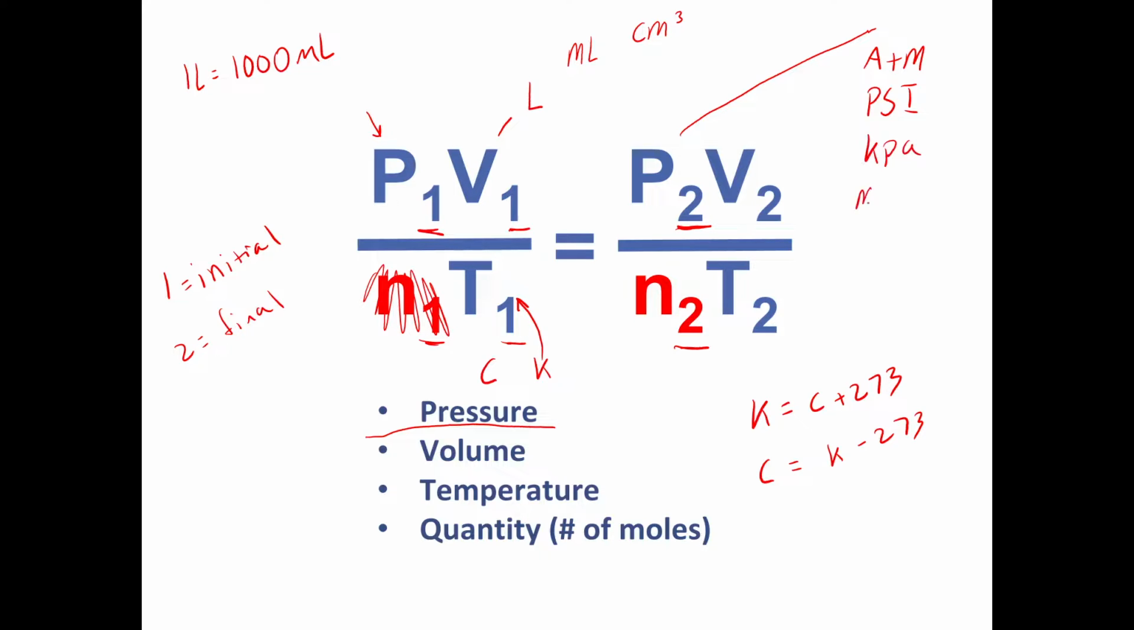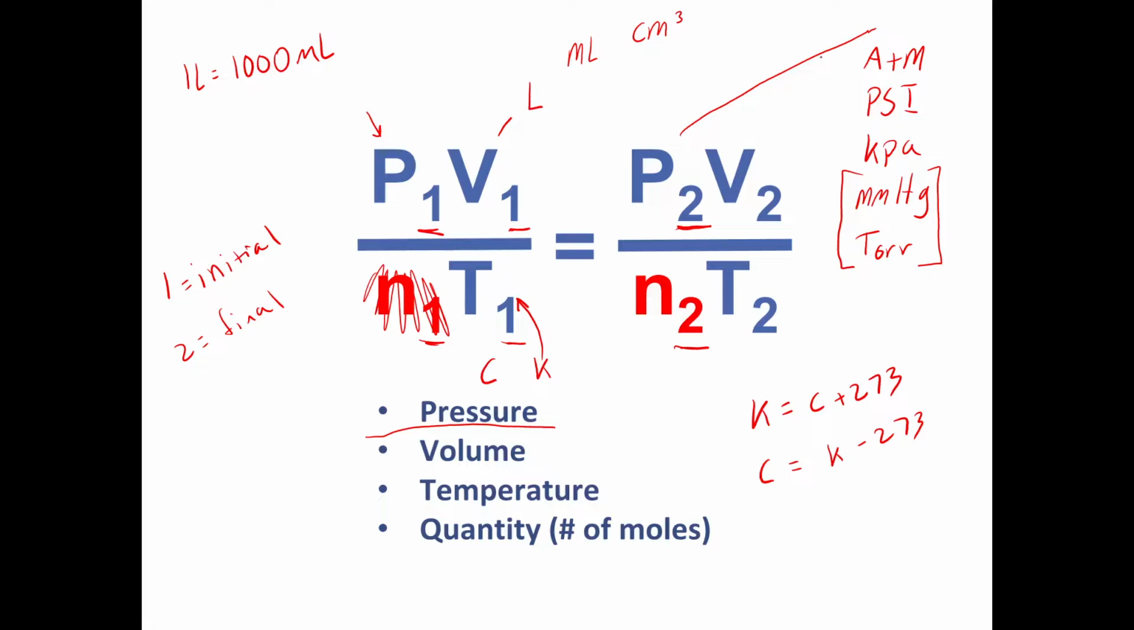We also have mmHg, which is millimeters of mercury. And then we also have torr. So torr and millimeters of mercury are the same thing. So if you have 700 millimeters of mercury, you have 700 torr. But you need to know that either one of those units could be given to you, and you need to know that they're the same thing.